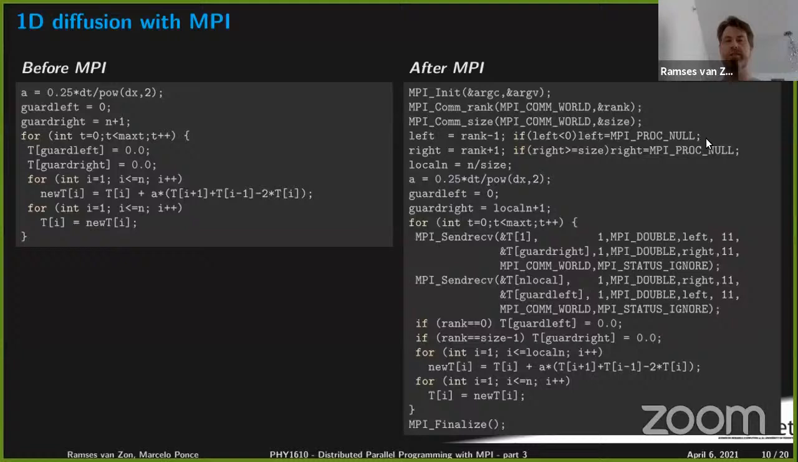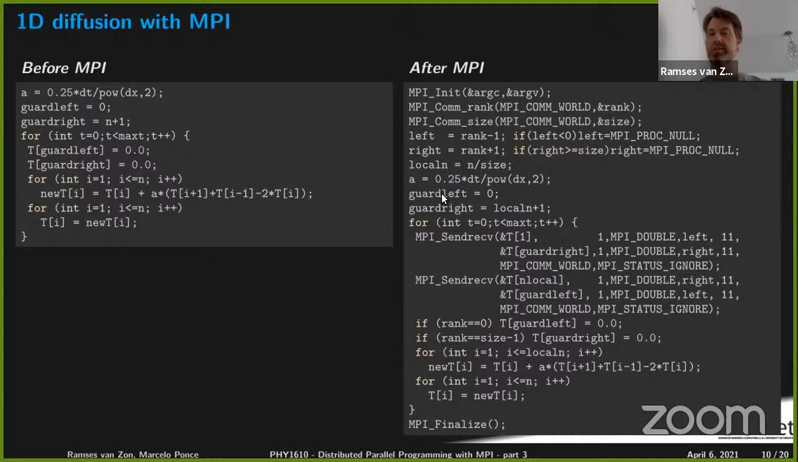I then have to cut up the domain. The domain decomposition isn't automatic in any way, and all processes have to do it by themselves. So imagine for now that the true size is n, and that n is exactly divisible by size, the number of processes I have. In the previous example we had two processes, n is even, so local n, the number of points I need in each process, is just n divided by size. That doesn't change the prefactor.